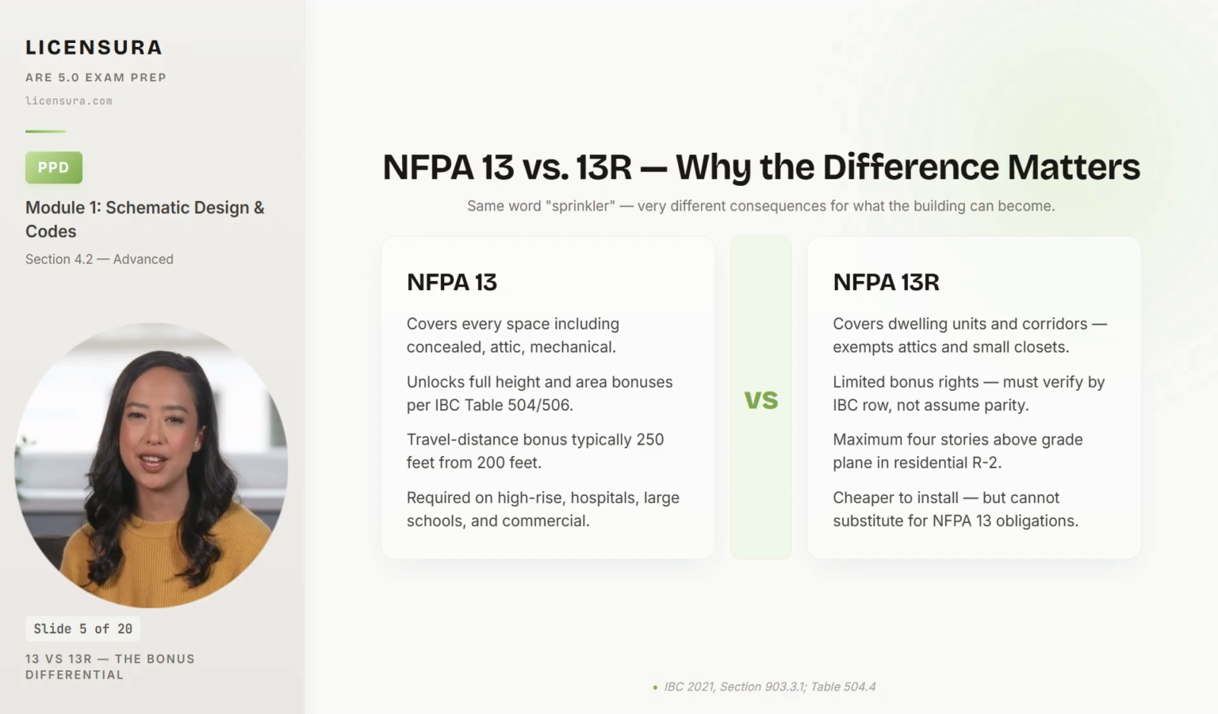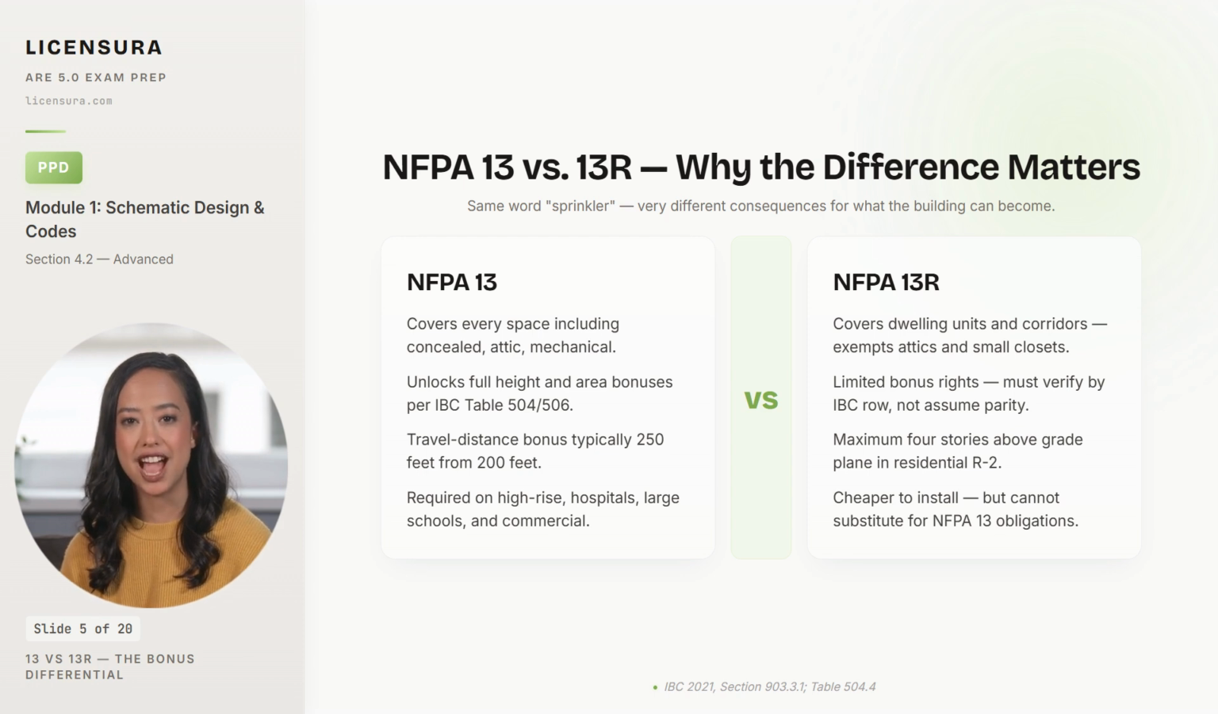NFPA 13R covers only dwelling units and common corridors. Attics are exempt. Closets under 24 square feet are exempt. Small bathrooms under 55 square feet are exempt. Because coverage is partial, the bonuses are partial, and you must verify each bonus row by row against the IBC tables, rather than assuming parity with NFPA 13.